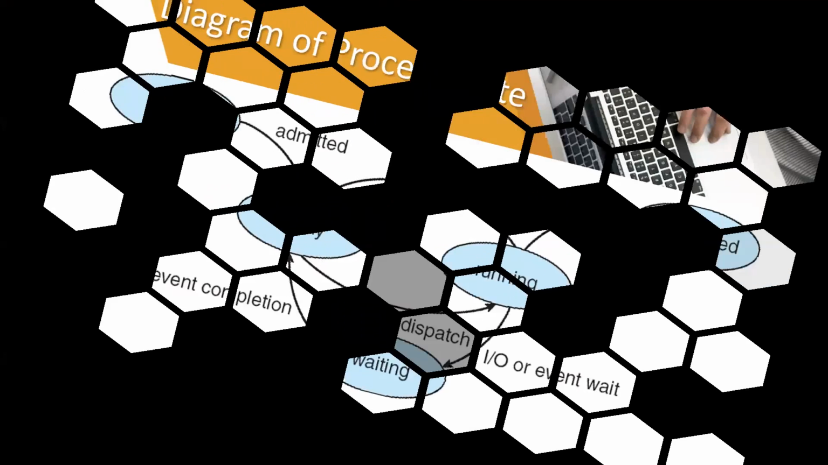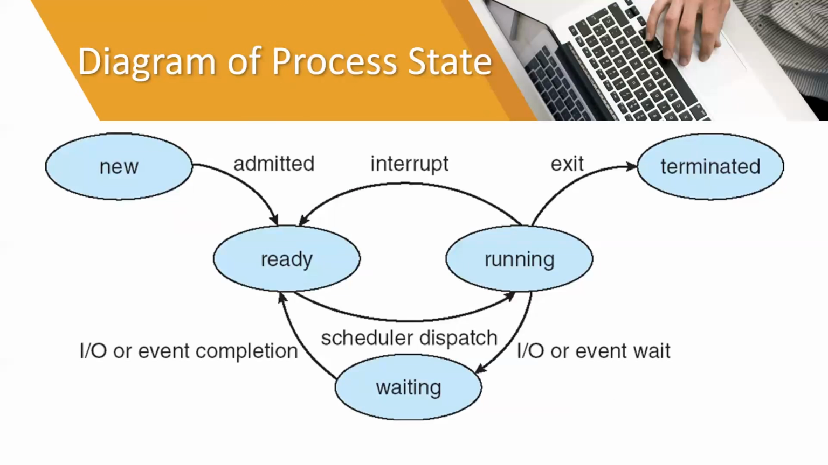And this is the diagram of the process state, showing how it works. From new, it goes to ready, which means admitted. When it is running, if another process comes, then there is an interrupt. From ready to running is scheduler dispatch, and from waiting to ready is event completion, after an event wait. After running, if it exits, it is terminated, which means the exit. So this diagram explains the process states.